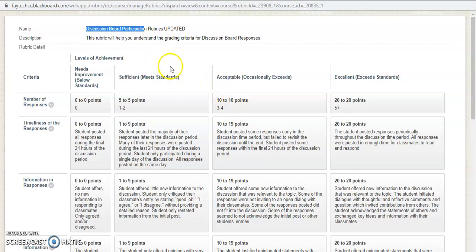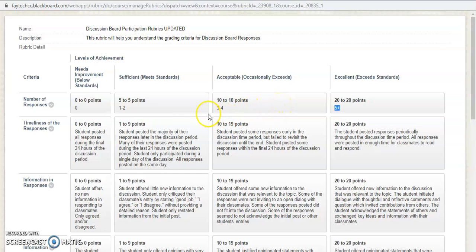The participation in response grade counts for a total of 100 points. The first line of this grading rubric is number of responses. Remember, you must post at least 5 responses in each discussion board forum. Now, that does not mean that you should be responding to 5 different students, necessarily. What I'm looking for is that you are posting at least 5 responses.